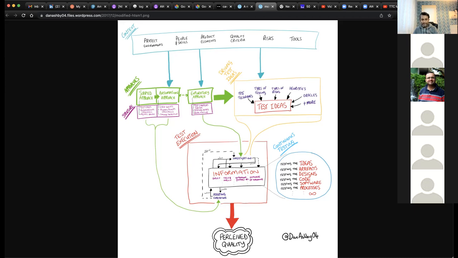No, that's absolutely true. Paris sir, you want to add something? Perceived quality. Well, if we see perceived quality, the arrow is coming out of the information. Correct. So when we see perceived quality, we have to see what information we are looking at, number one.